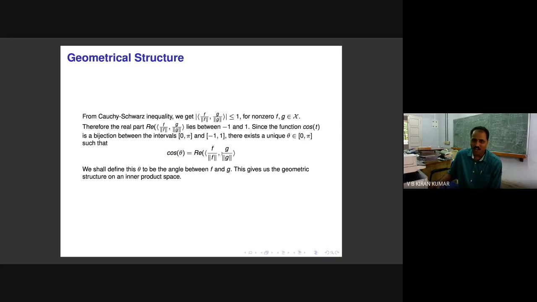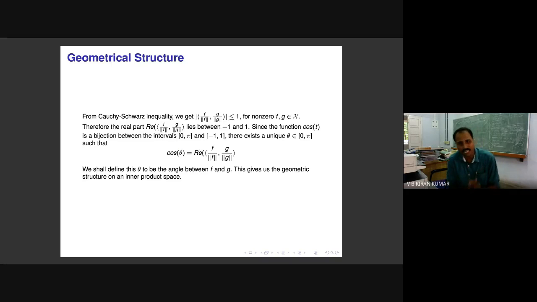So recall our Euclidean geometry, where you had cos theta equal to the dot product A dot B divided by mod A into mod B. You have exactly a similar thing here: cos theta equals this quantity, and you get an angle theta. This angle, you define to be the angle between F and G.